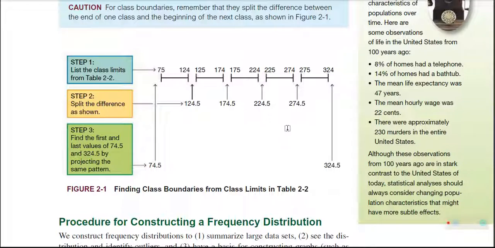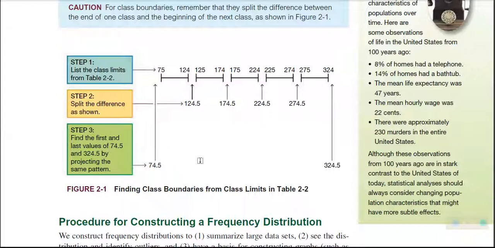Step 2, split the difference as shown. Ayan. Next, find the first and last values of 74.5 and 324.5 by projecting the same pattern. So dito, in between, pasimplihin na lang natin. When you're finding the class boundaries, all you have to do is to subtract 0.5 from your lower limit and then add 0.5 on your upper limit.